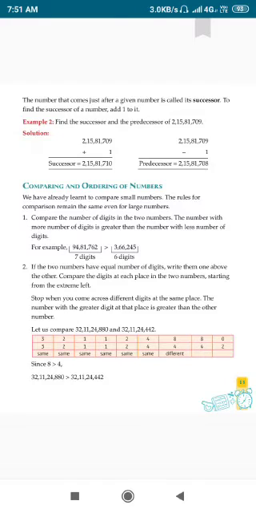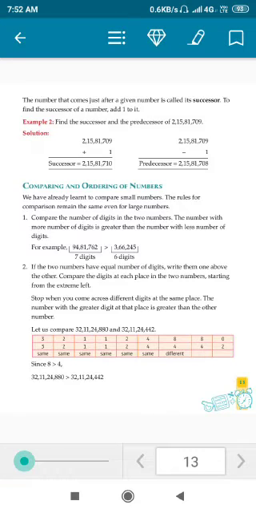The second point is, if the two numbers have an equal number of digits, write them one above the other. Compare the digits at each place in the two numbers starting from the extreme left. Stop when you come across different digits at the same place. The number with the greater digit at that place is greater than the other number.